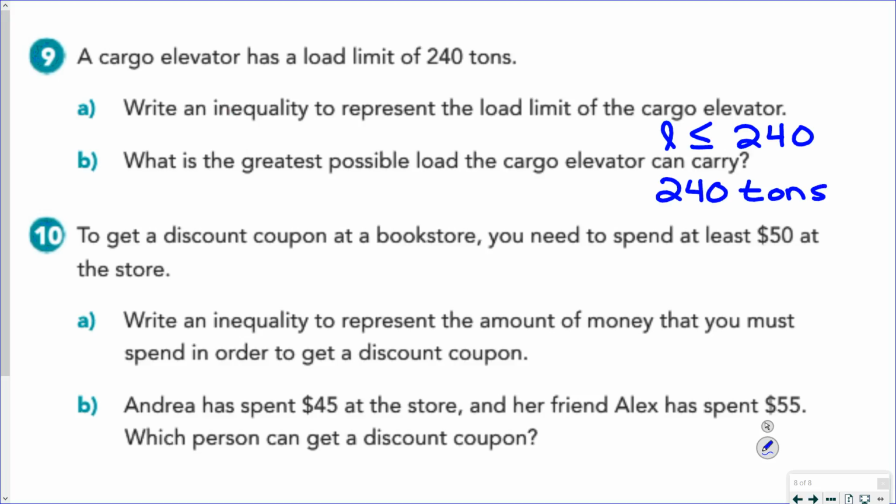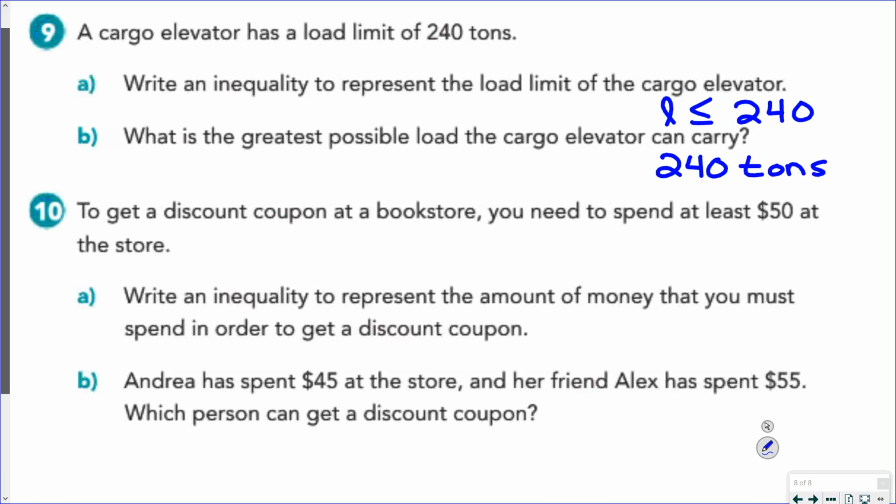And finally, number 10, to get a discount coupon at a bookstore, you need to spend at least $50 at the store. Write an inequality to represent the amount of money that you must spend in order to get a discount coupon. So we don't know how much you're spending. We know it's being compared to 50. And since it says you need to spend at least $50, we had a similar situation earlier where it used the words at least. So you need to spend more than 50 or exactly 50. So S is greater than or equal to 50.